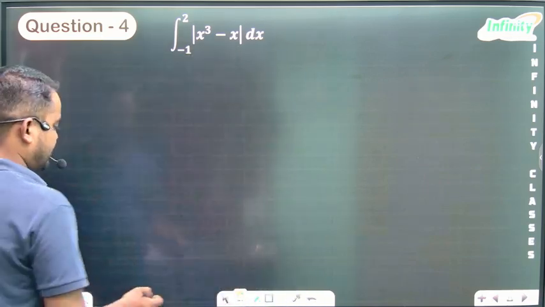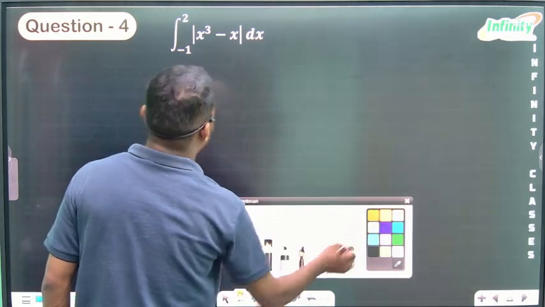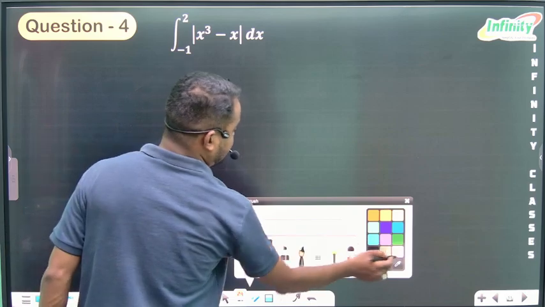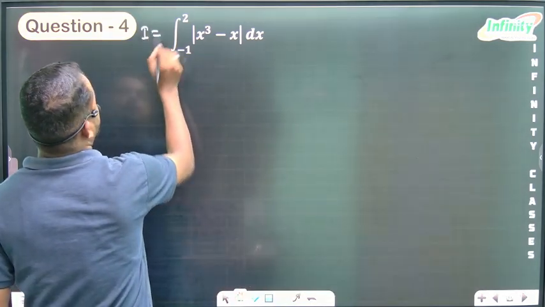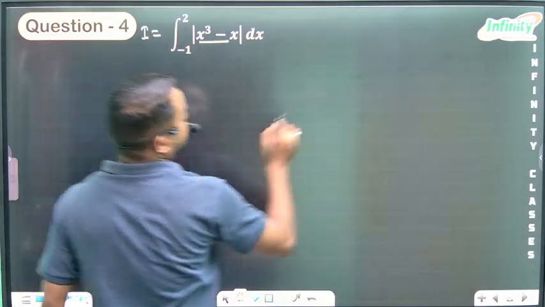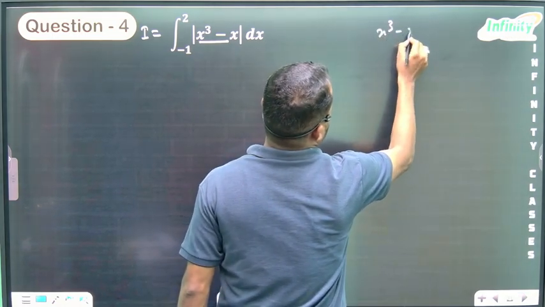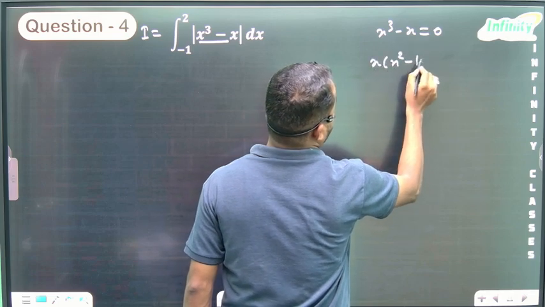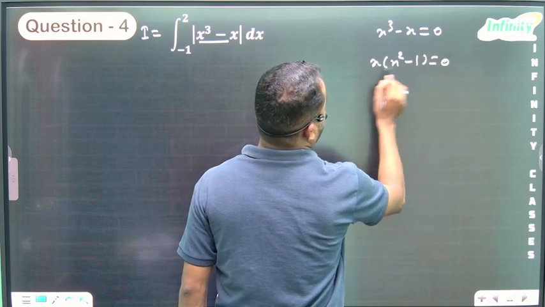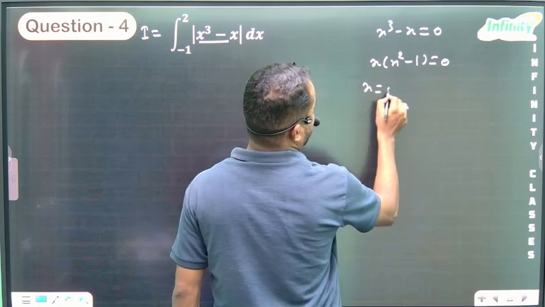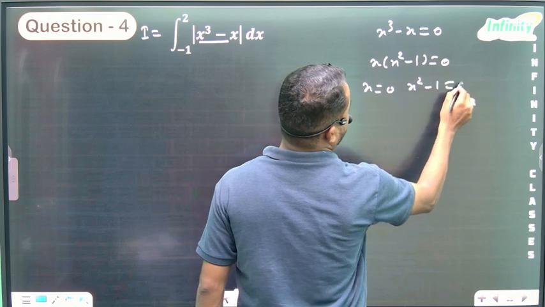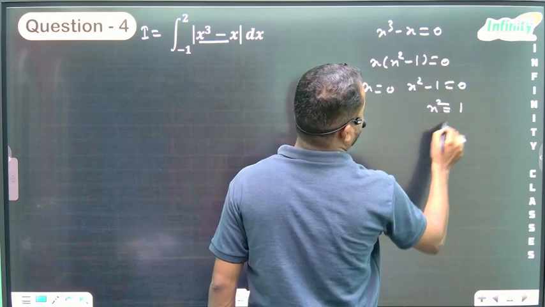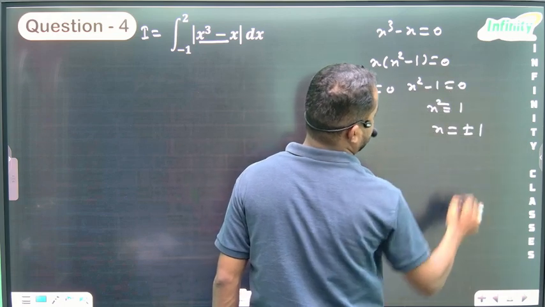So see here, first we are writing this one only here. I is equal to, see here, x cube minus x. I am solving this one here. x cube minus x is equal to 0 and x is common here. x square minus 1 equal to 0. Yes, x is equal to 0. x square minus 1 is equal to 0, x square is equal to 1, x is equal to plus or minus 1.